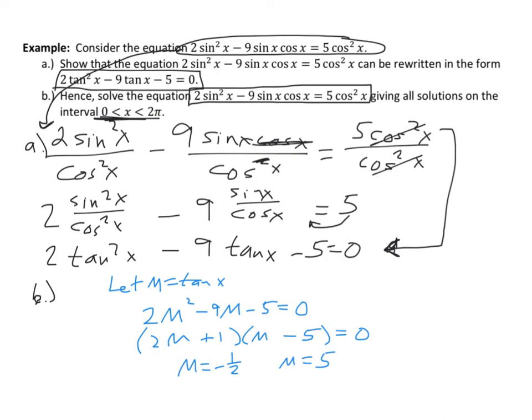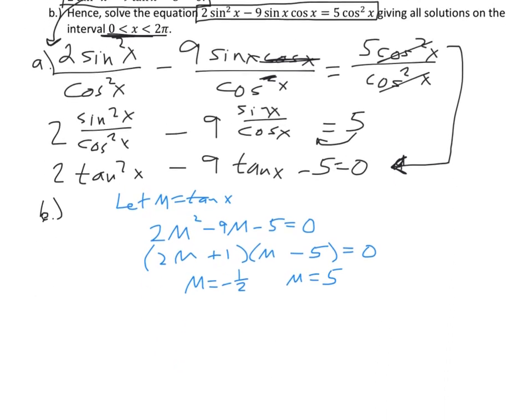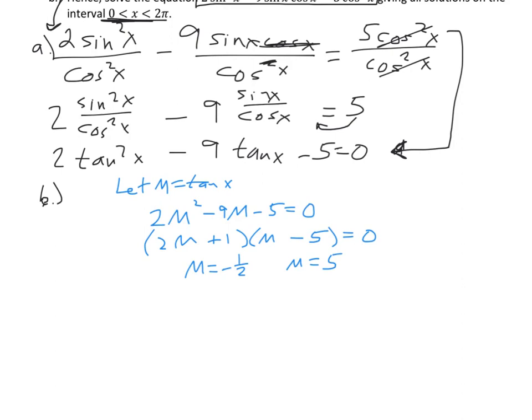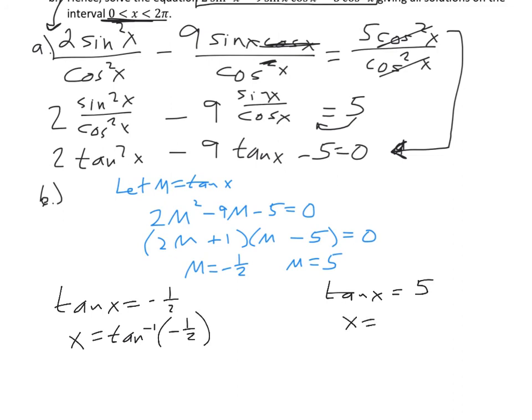So now again, we think, what am I supposed to do with those things? Well, remember that m was tangent x, right? So since m is tangent x, I'm going to get that tangent x could be negative 1/2, or tangent x could be 5. And then from here, I just need to do arctangent. So the arctangent of negative 1/2 and the arctangent of 5. And these are not unit circle values, so this is the thing we need to go to the calculator for.